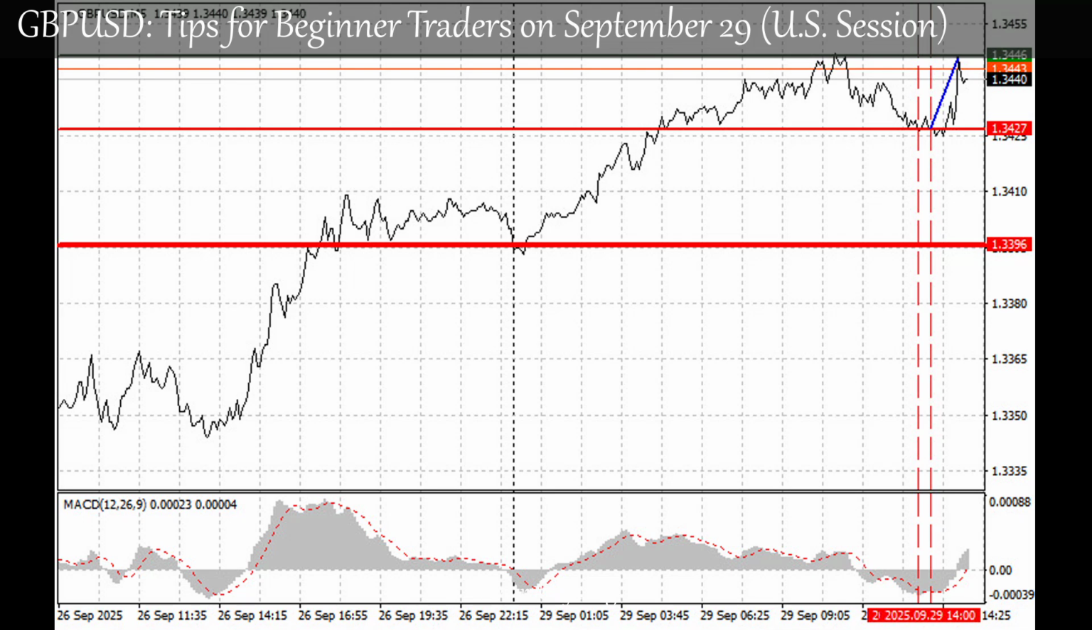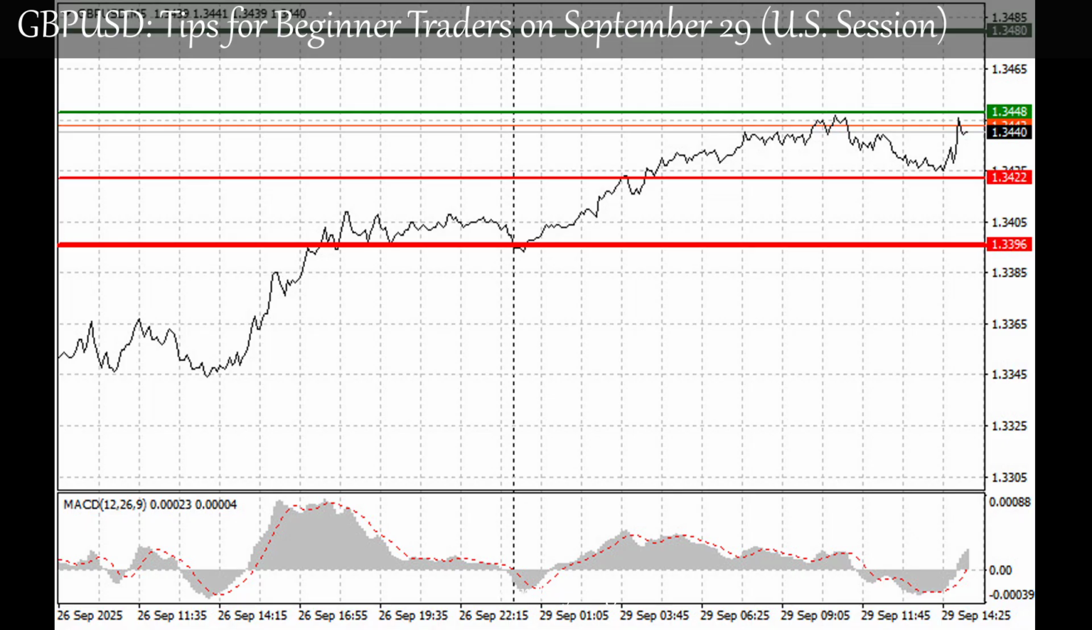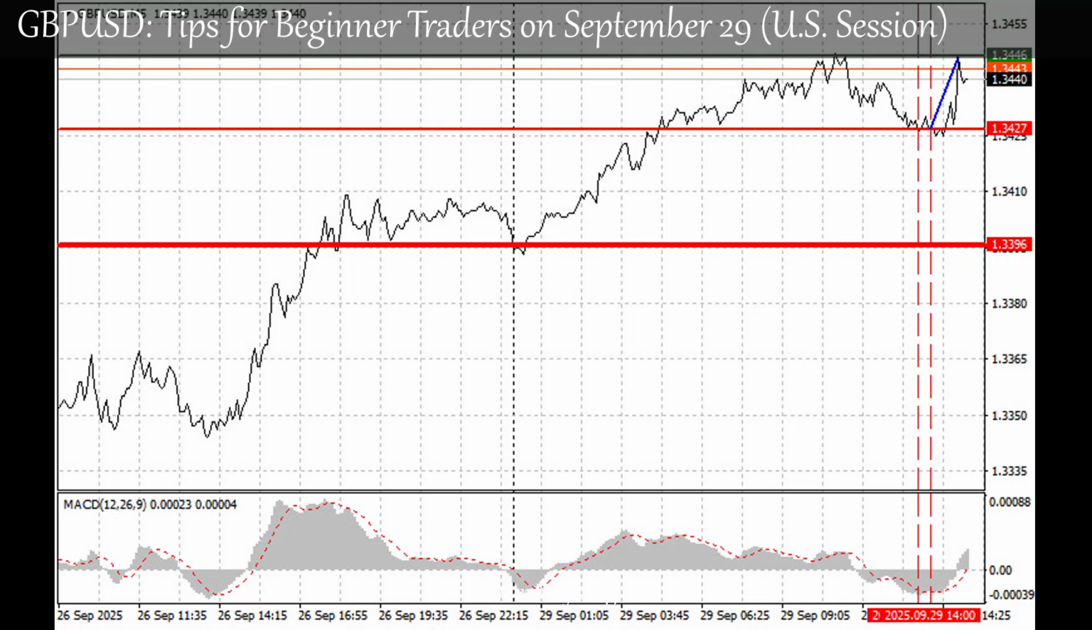Scenario 2. I also plan to buy the pound today in the event of 2 consecutive tests of the 1.3422 level, while the MACD indicator is in oversold territory. This will limit the downward potential of the pair and lead to a reversal upward. Growth toward the opposite levels of 1.3448 and 1.3480 can be expected.